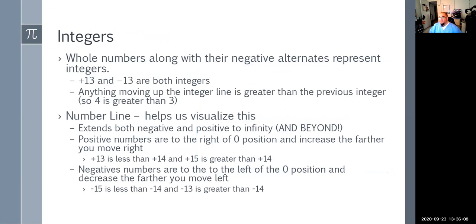Negative 1 is greater than negative 2. The number line helps us visualize this, right? That's that nice line that extends both directions from here to infinity and beyond. Positive numbers are to the right and increase further as you go to the right. Negative numbers go to the left and go down the farther you move to the left. So plus 13 is less than plus 14, and plus 15 is greater than plus 14. That's very basic math. I don't think I need to cover that too far in depth. Just know the difference between an integer and a whole number. Whole numbers are single, solitary, positive numbers, whereas integers are both the positive and negative numbers that exist on a number line.